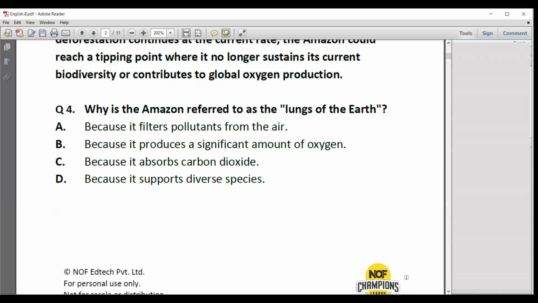Question 4. Why is the Amazon referred to as the lungs of the earth? Option A, because it filters pollutants from the air. Option B, because it produces a significant amount of oxygen. Option C, because it absorbs carbon dioxide. D, because it supports diverse species. The correct option is option B, because it produces a significant amount of oxygen.